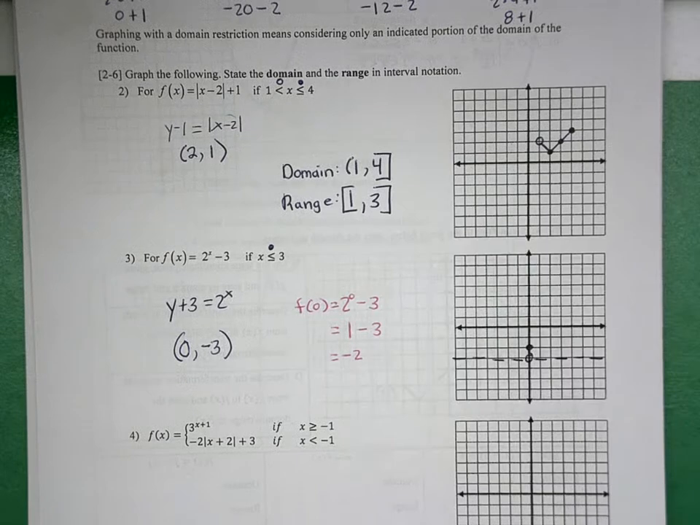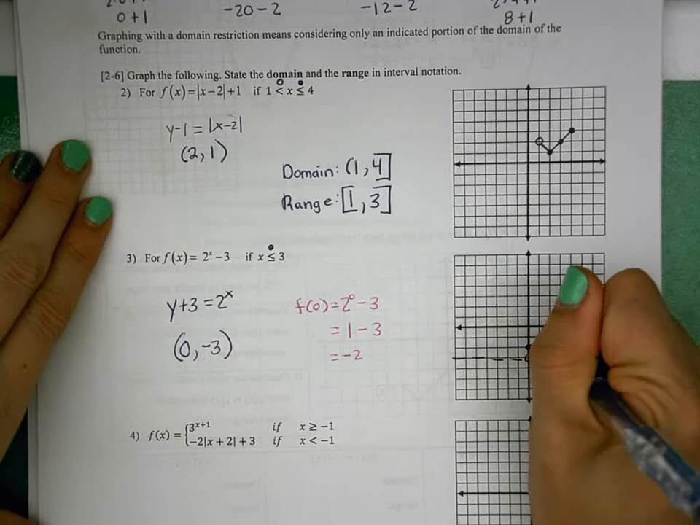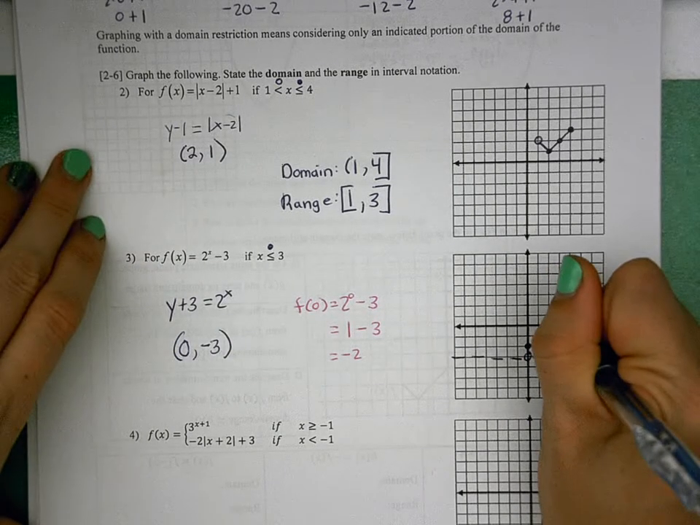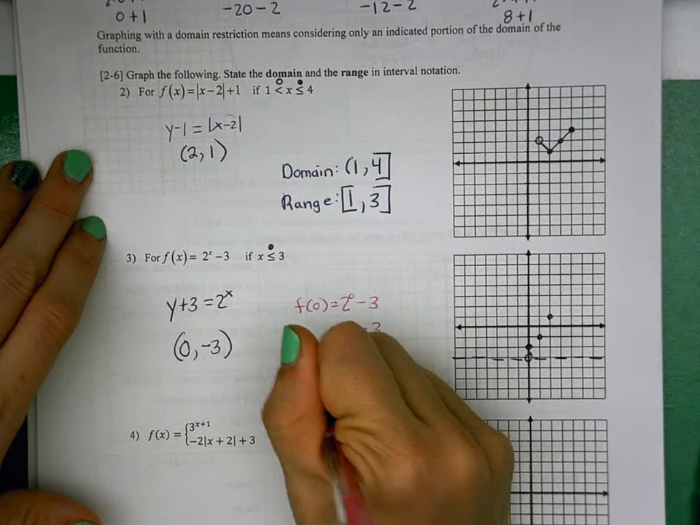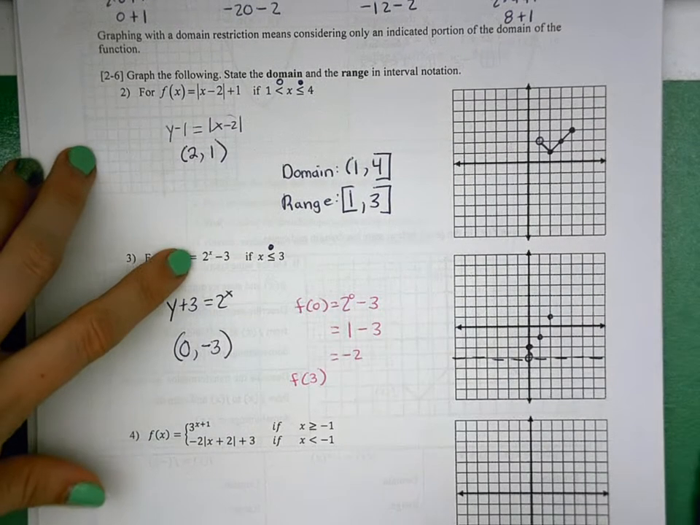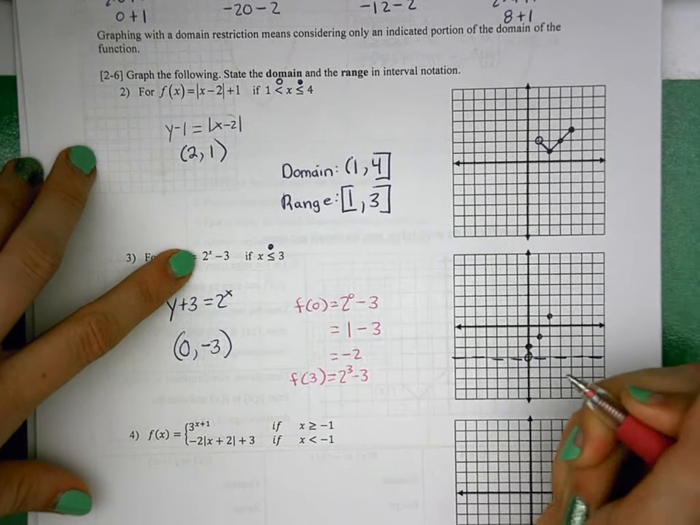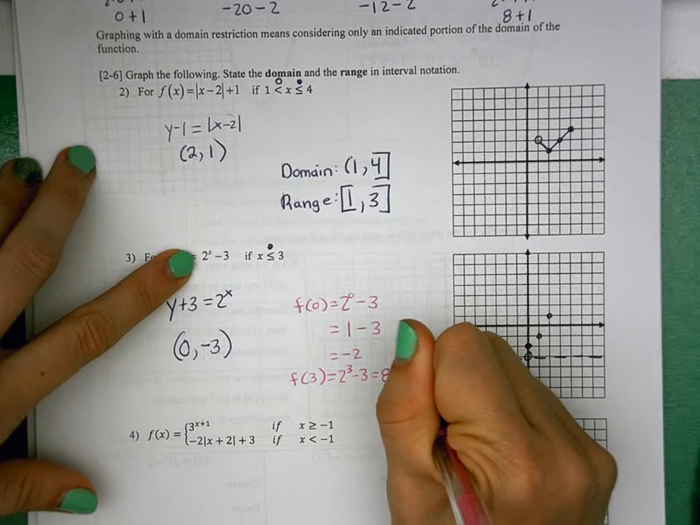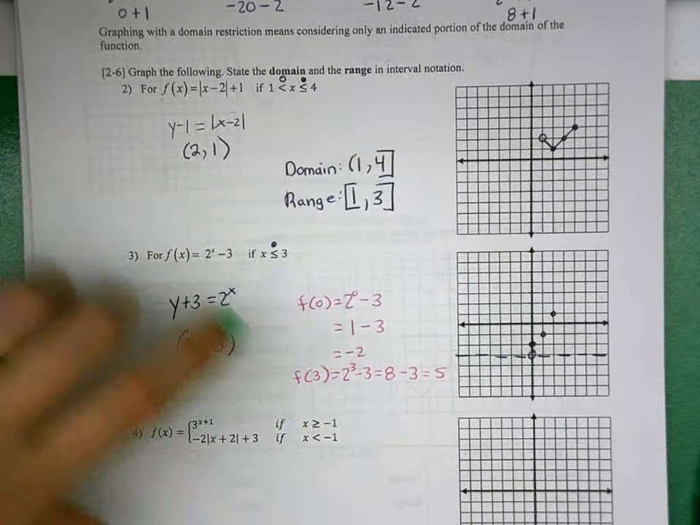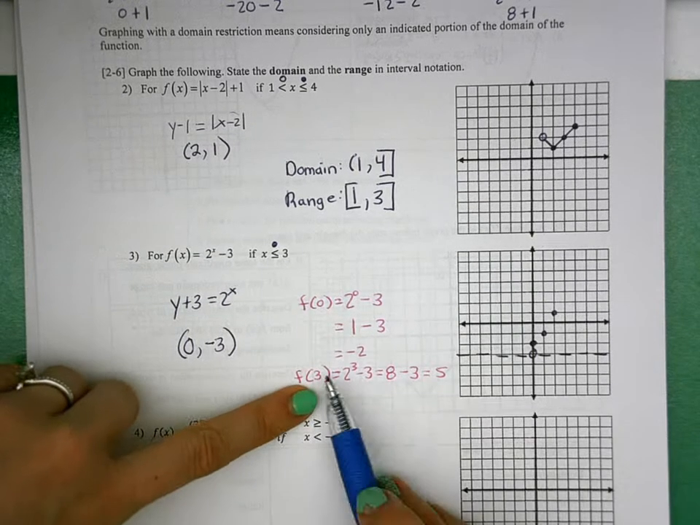If you really wanted to, you could plug in each value. If you plug in x equals 1, you're going to get -1. If you plug in x equals 2, you're going to get 1. But I would recommend plugging in 3 so that you know exactly where you are ending. 2 to the 3rd minus 3. 2 to the 3rd is 8, minus 3 is 5. And so my final point here, and it is a point, remember, because we have equals, is at 3, 5.